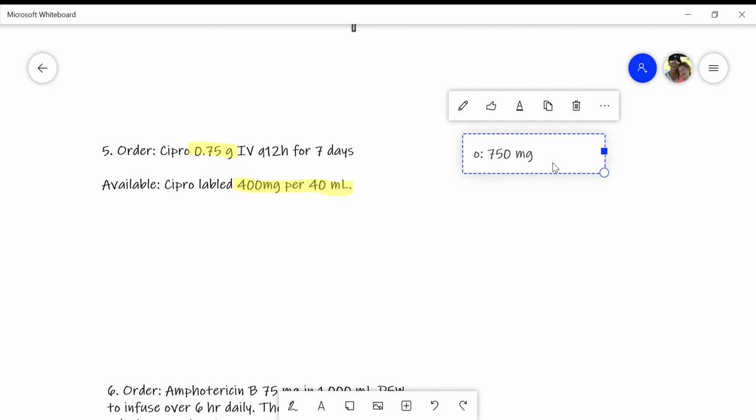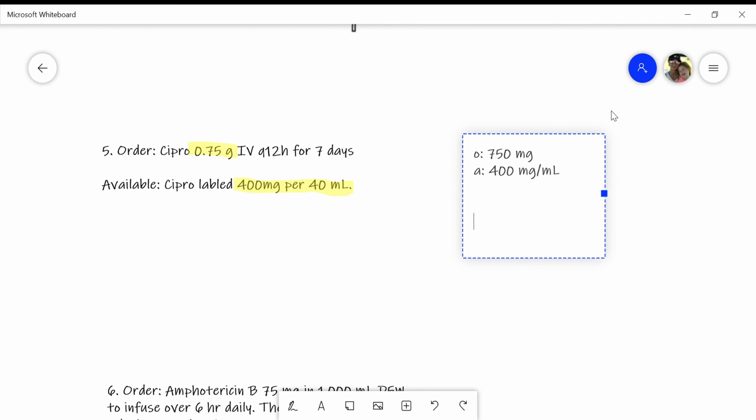And then our available is 400 milligrams per milliliter. And so we'll do the same thing just to get the base rate, or per 40 milliliters, excuse me. So 400 divided by 40. And that's going to give us, sorry, I got to find where I'm at on the sheet.